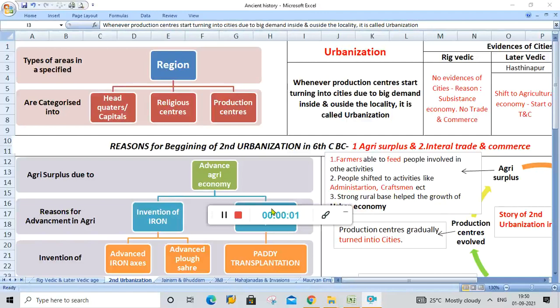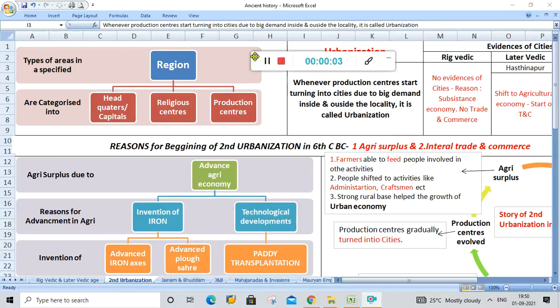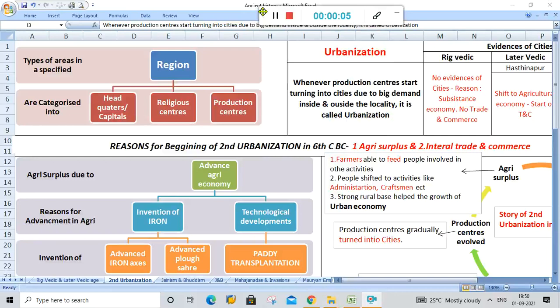Hi all, as we have completed studying Rigvedic and later Vedic ages, we have studied two major topics of ancient history, that is Jainism and Buddhism, and then Rigvedic and later Vedic age. Now we are moving to another important and very interesting topic, that is Mahajanpadas.